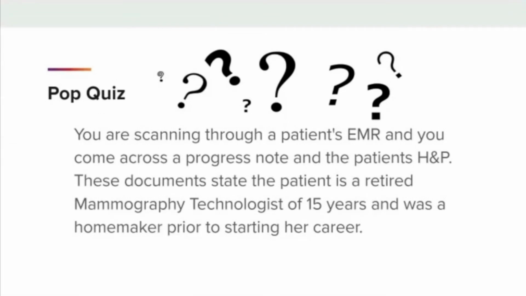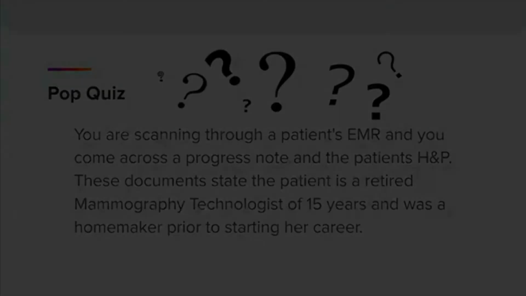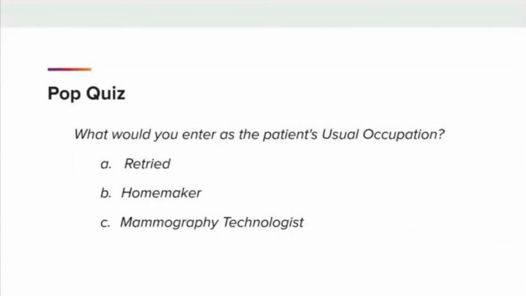Now that we understand the definitions, let's take a pop quiz. And here's the scenario. You're scanning through a patient's EMR and you come across a progress note and the patient's H&P. These documents state the patient is a retired mammography technologist of 15 years and was a homemaker prior to starting her career. What would you enter as the patient's usual occupation? A, retired, B, homemaker, or C, mammography technologist?